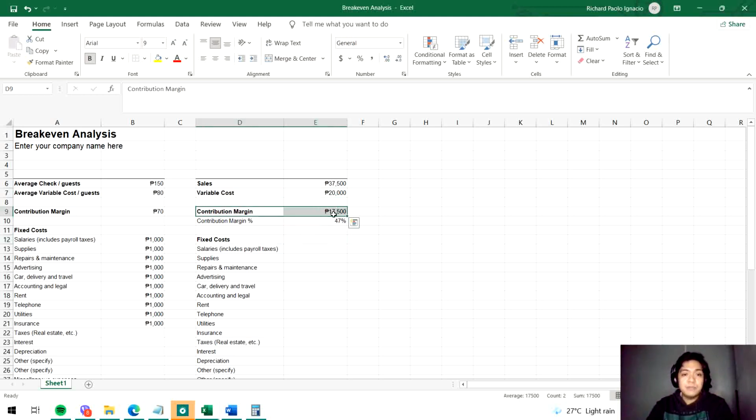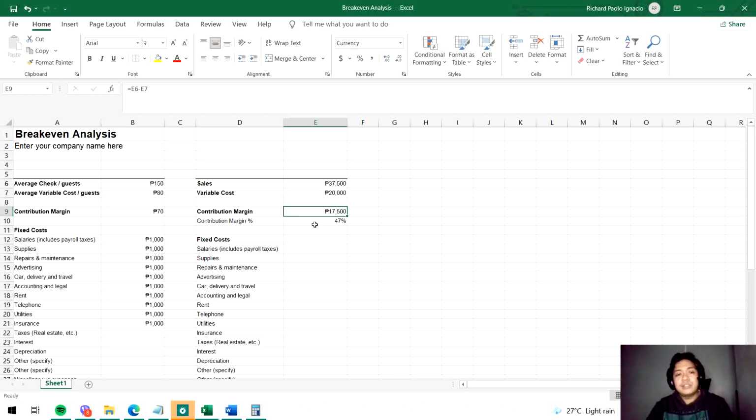In order to get the contribution margin, we have to again subtract variable cost from sales. Para if we will subtract variable cost from sales, we will accumulate 17,500 pesos.